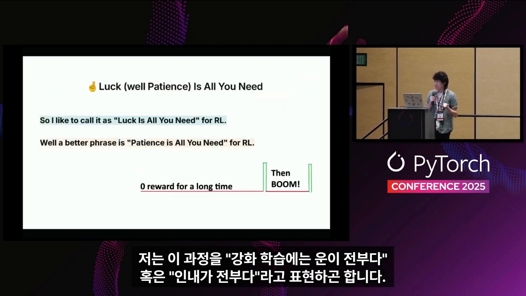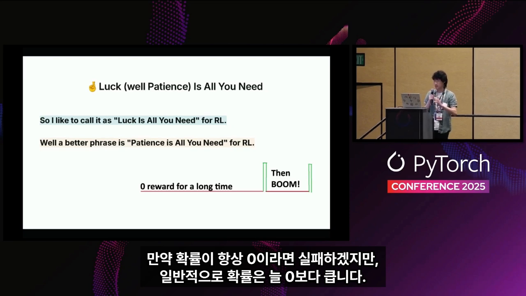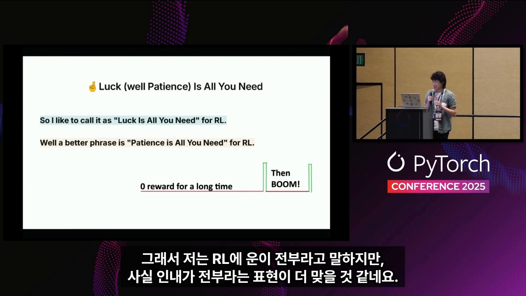How I like to phrase it is luck is all you need, or actually patience is all you need for reinforcement learning. In theory, if you assume the probability of a good answer is at least more than 0, for example 0.0001, then the RL algorithm should solve your question. If the probability is always 0, then yes, RL will fail. But in general, the probability is always more than 0. So my phrase is luck is all you need for RL, but patience is probably better.